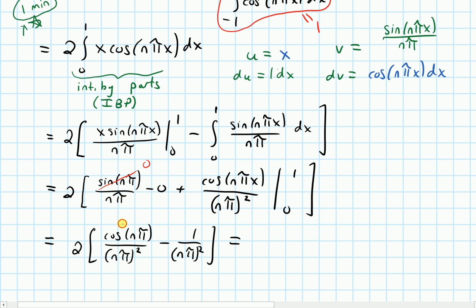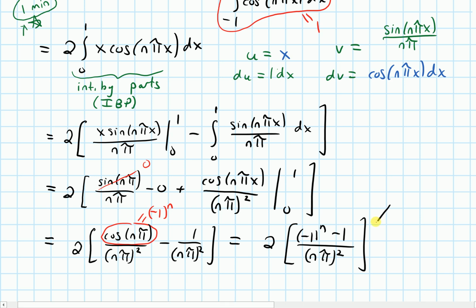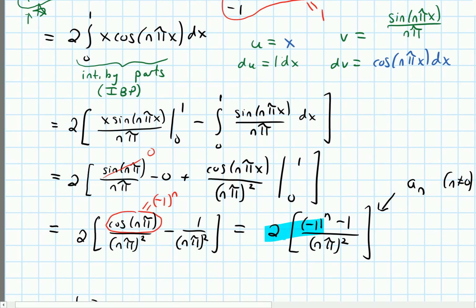Okay, but cosine of n pi is equal to negative 1 to the n. So what this whole thing becomes is we have 2 times negative 1 to the n minus 1 on the numerator, and then n pi squared on the denominator. All right. So this whole thing is a sub n when n is not 0. These are going to be the coefficients of the cosine terms. So let's highlight this. I'm sorry about that. I kind of shifted out of place there. Okay, so that's a sub n.